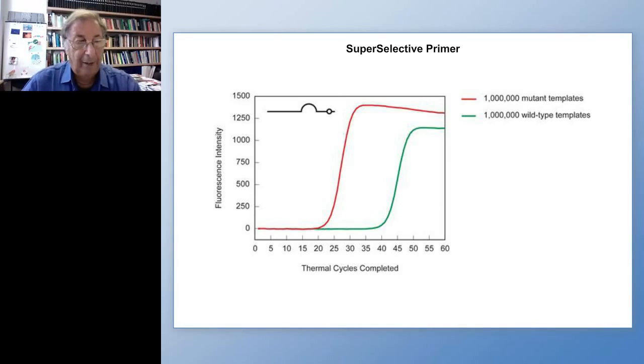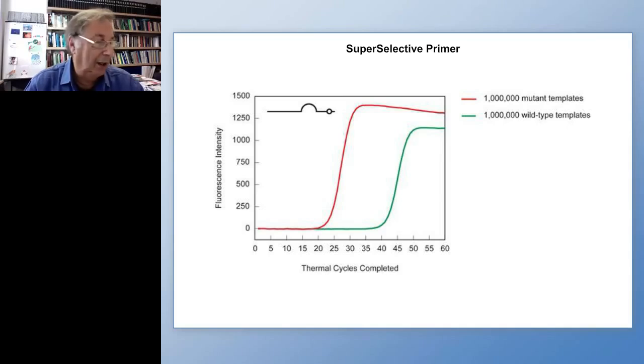In any case, the primer is broken into two parts. On the left is a part that does seek out and bind to the gene of interest, but it's separated by something shown by this half circle from a much shorter little primer part, which we call the foot. And the foot is designed to bind to the mutant template, but not to the wild type template.